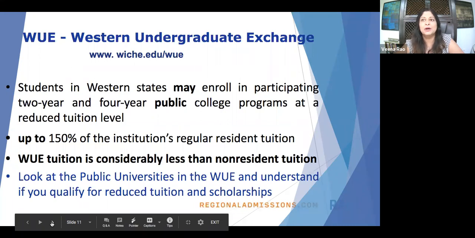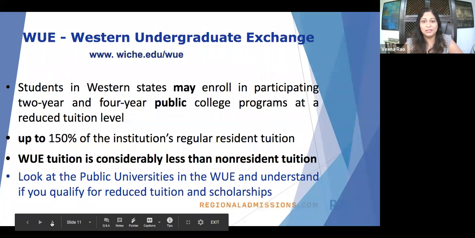One of the neat things about this is, if you have a student with a good GPA, they have the ability to stack scholarships on top of the tuition discount itself. So for instance, at some of these schools, a 3.2 GPA will get you a scholarship that will reduce the cost of attendance even lower than the WUE tuition rate that they're already offering.